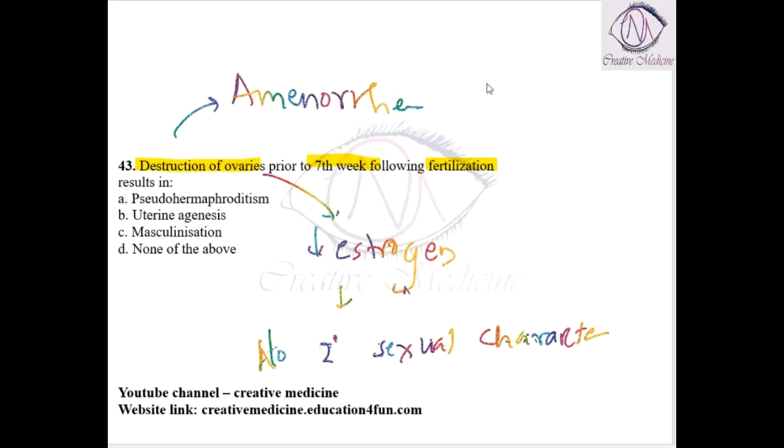And here the Mullerian duct development will be normal. Because Mullerian duct development will be normal, the uterus will be present. Okay, so pseudohermaphroditism means gonads will be ovary and external genitalia will be male.